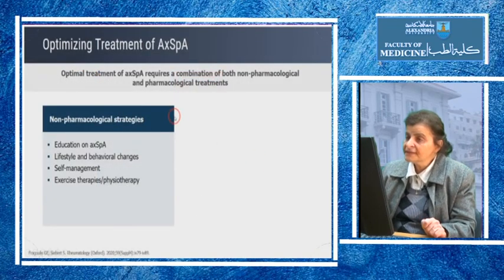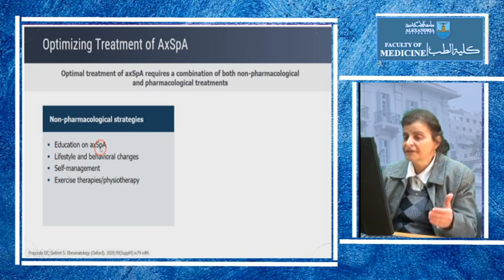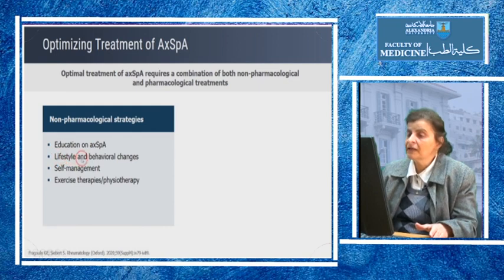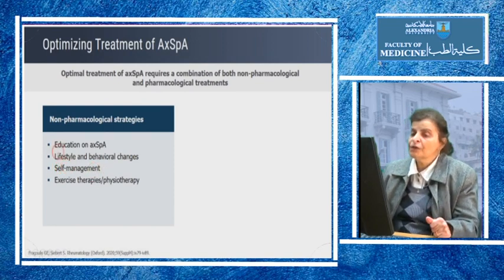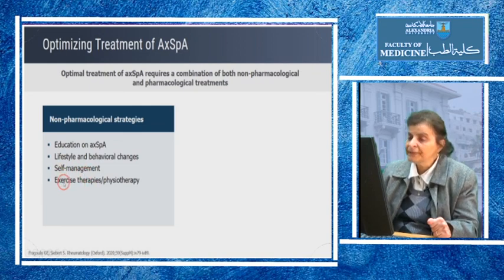How do we do this? It requires a combination of both non-pharmacological as well as pharmacological treatments. We should not forget the non-pharmacological strategies. We should educate our patient. This is a lifelong disease. He's going to be living with the disease. He needs to know how the disease will affect him. We should encourage lifestyle and behavioral changes. We should help him also know how he can self-manage himself. We should always let him be included in an exercise program.